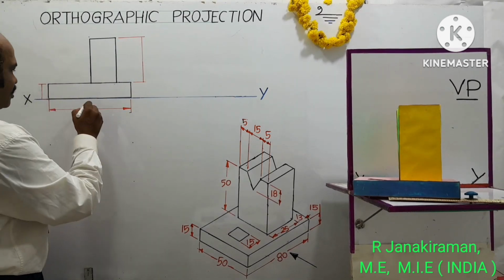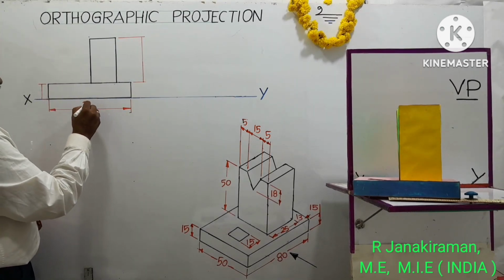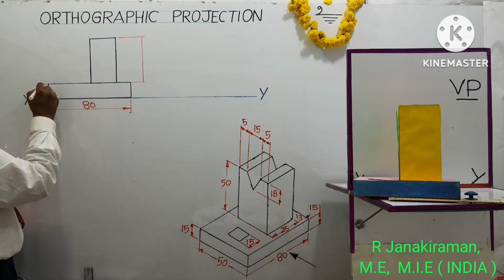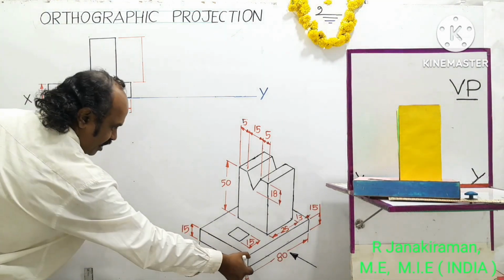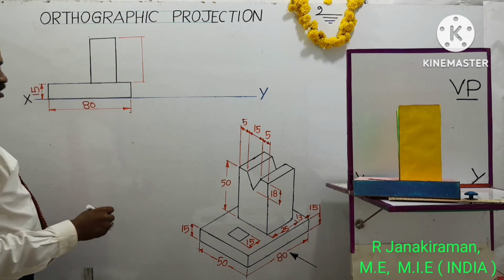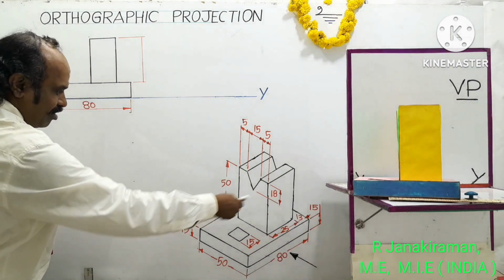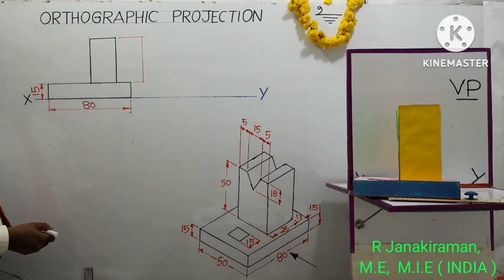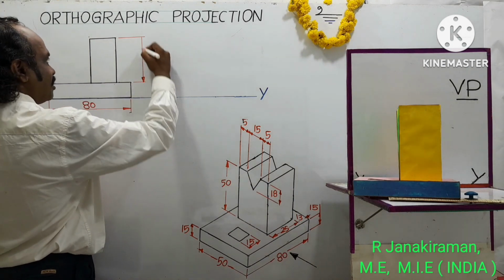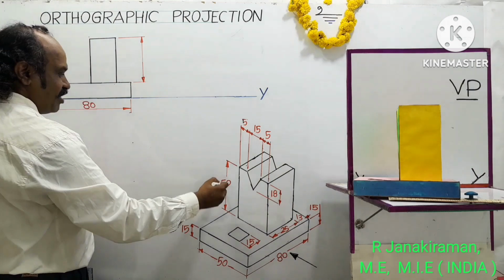The length is given as 80 mm. The thickness of the base is given as 15 mm, which is 1.5 centimeter. The numbers are written in terms of millimeter. Don't write mm everywhere. Later we will write a common representation, all dimensions are in mm, at the right side lower part of the diagram. So the height of the square block is given as 50 mm.